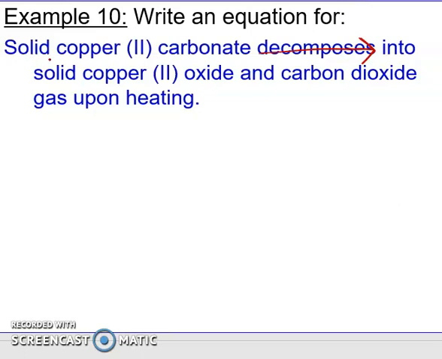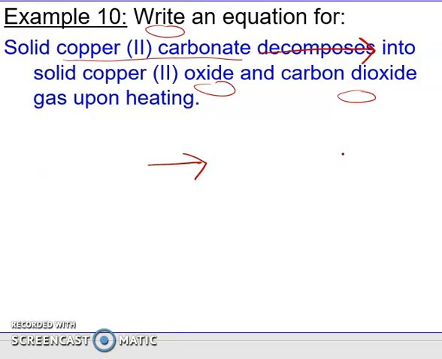So we have one substance on the left, solid copper 2 carbonate. Now this is a compound, and it uses this polyatomic ion carbonate that we saw in the previous video, which we'll kind of cover here. And then you have solid copper 2 oxide and carbon dioxide gas. So we have one reactant, and then we have 2 products, this one and this one. So we'll kind of write the equation like this.